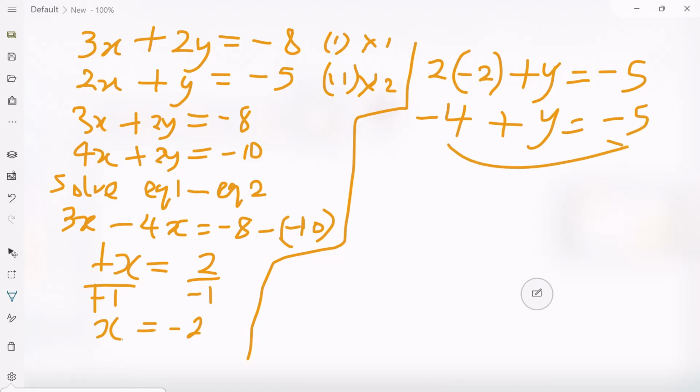Take this fellow to this other side. So we have y is equal to minus 5 plus 4. Therefore, y is equal to minus 1. Our x is minus 2 and our y is minus 1. If you like, you can check to see if you are correct.